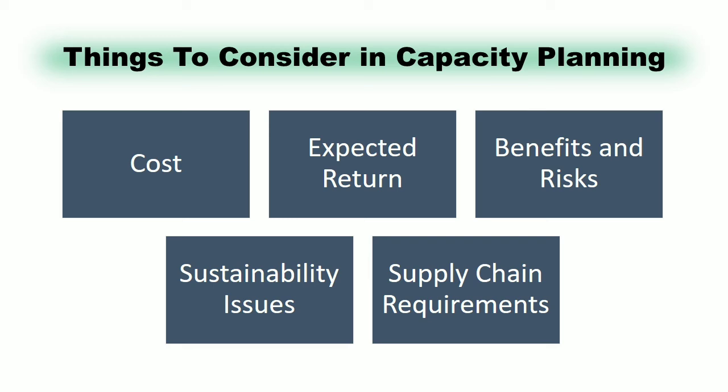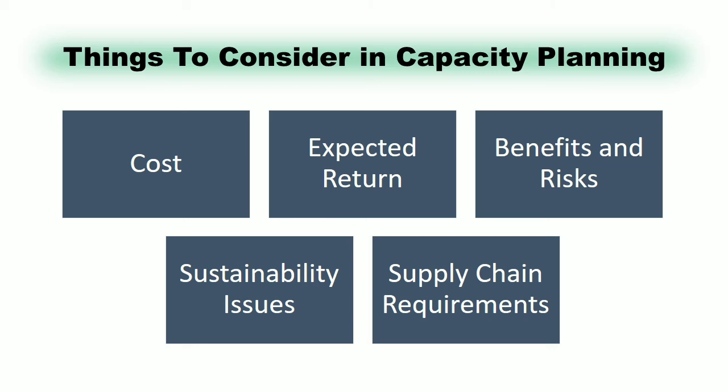Expected return. The primary aim of doing business is to gain profit. Thus, the organization should consider the return when they start investing the company fund for capacity planning. Benefits and risks. For the efficient result of the capacity plan, benefits and risks should be considered by the organization. When the firm fails to consider these things, they might encounter system failure.